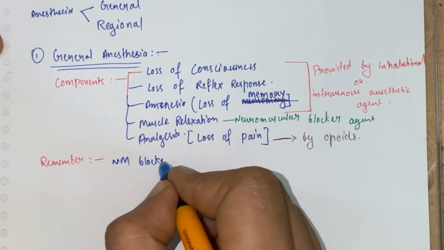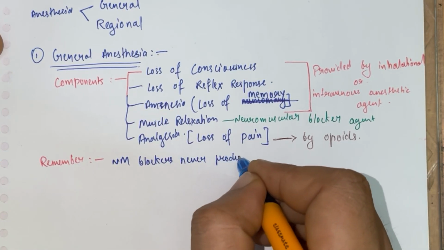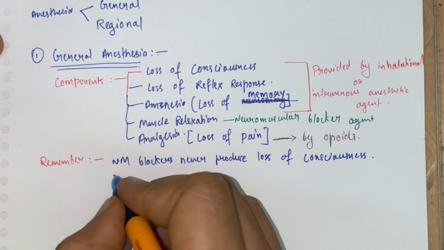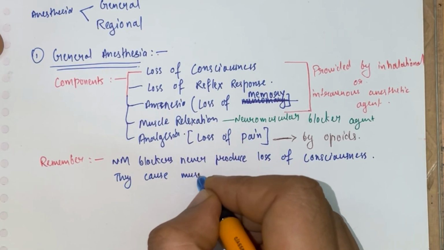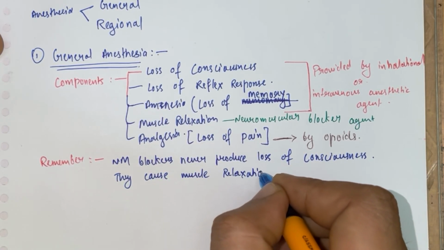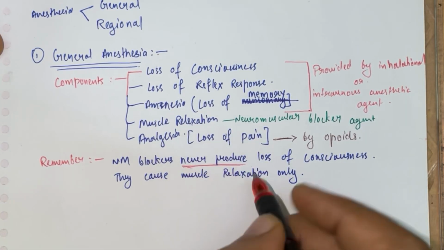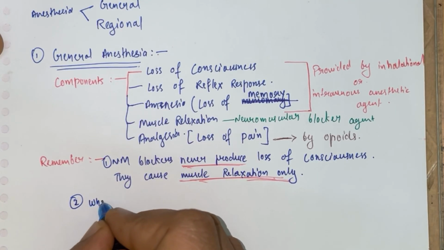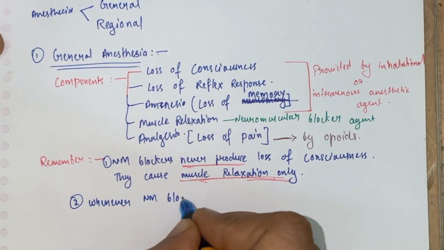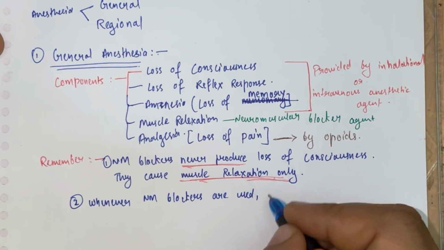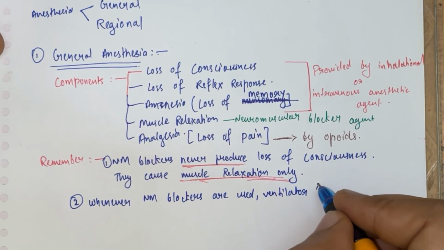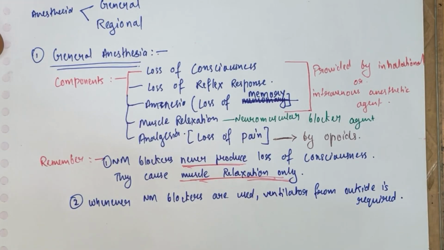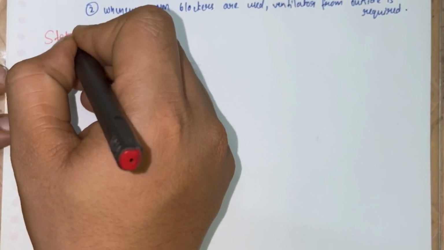Now a point to remember is that neuromuscular blocker agents never produce loss of consciousness. We have to remember this. They cause only muscle relaxation. The second point to remember is that whenever neuromuscular blocker agents are used, ventilation from outside is required. We must remember this, friends, because ventilation is required.